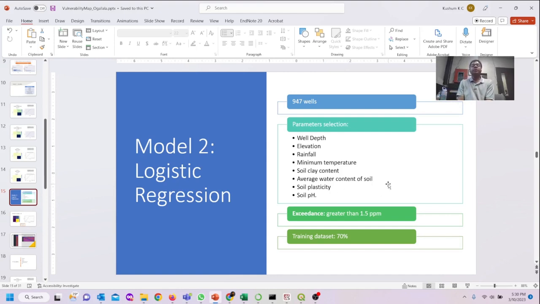As I said, we used the WHO specified level of 1.5 ppm as the acceptable limit of fluoride. So we chose this as an exceedance limit. Whenever our value exceeds the 1.5 ppm level, it is specified as a 1 in the model. We divided our dataset into 70% training and 30% test data.